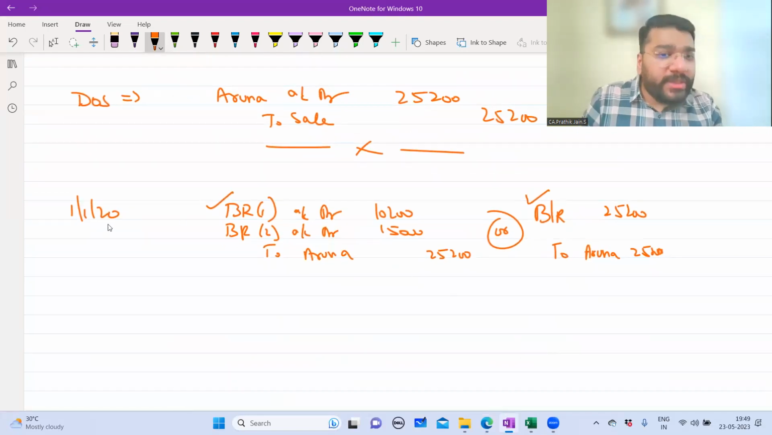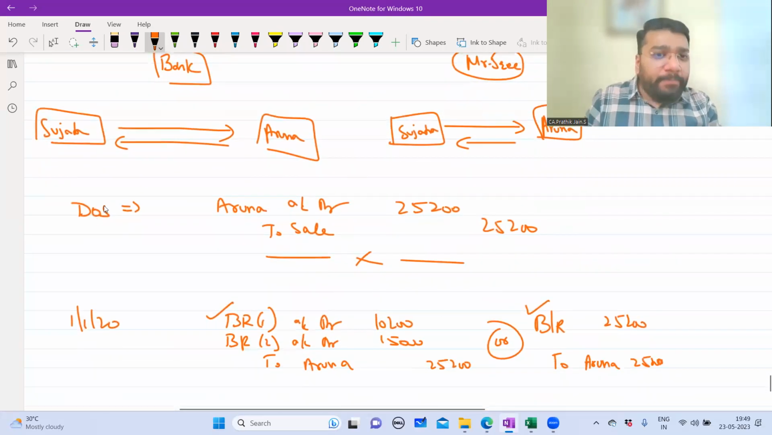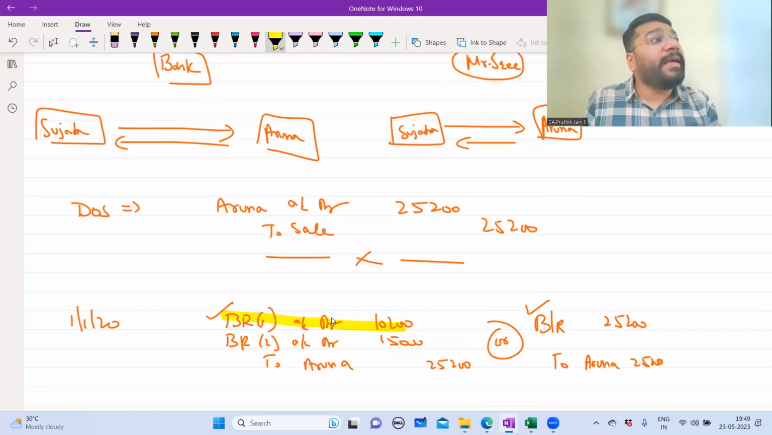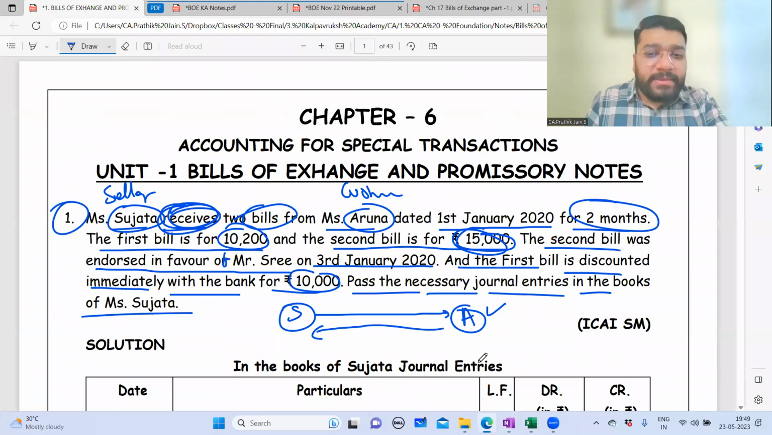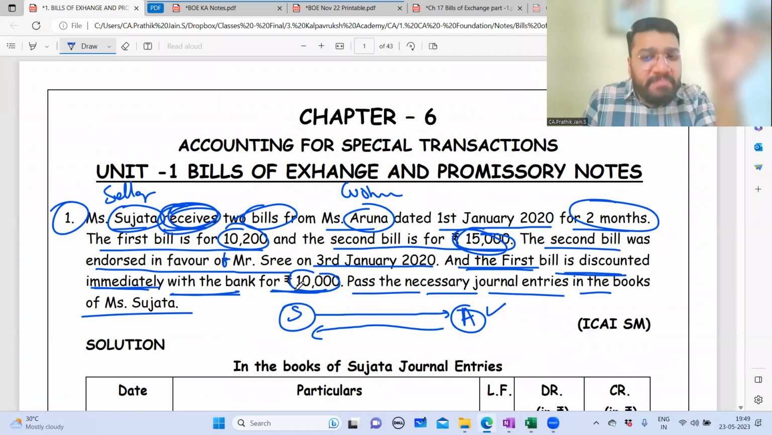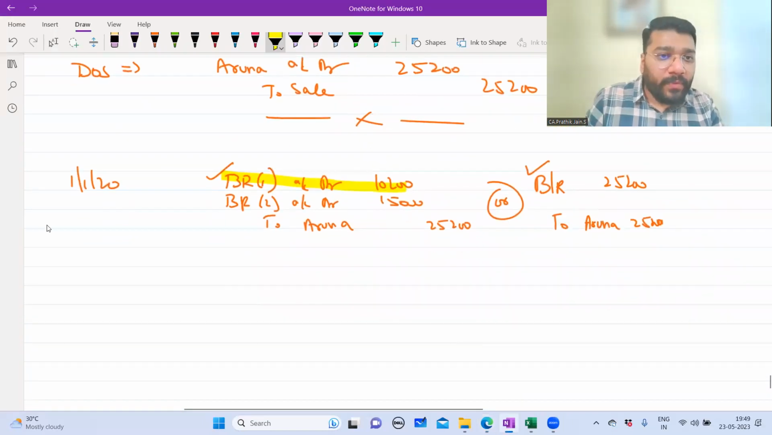Now, guys, this is on 1/1/2020. Now, what happens is that one particular bill, that is bill 1. What are they doing? They are discounting with the banker. So, what is the date on which the bill is discounted? The first bill is discounted immediately with the bank for 10,000. Immediately means when the bill has been executed, when the bill has been accepted, the very same day the bill has been discounted. So on 1/1/2020, the next entry is on 1/1/2020.